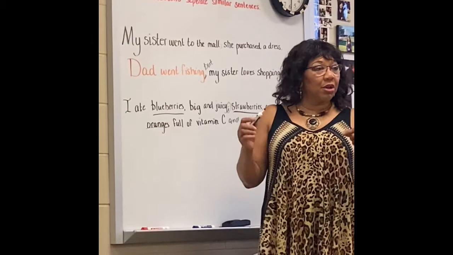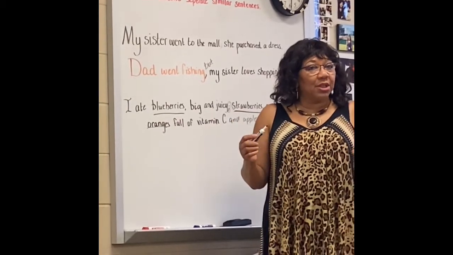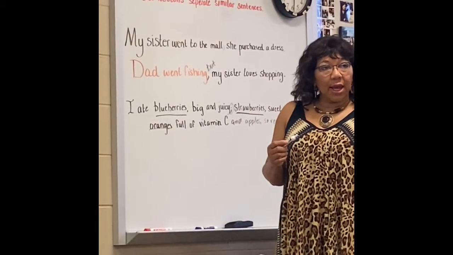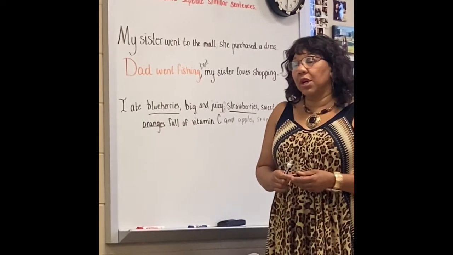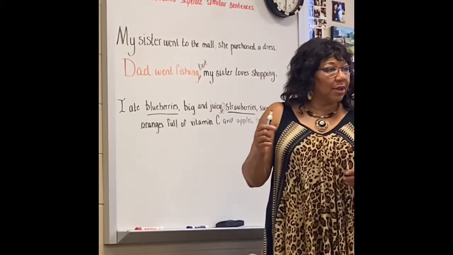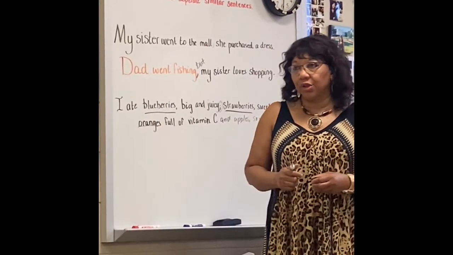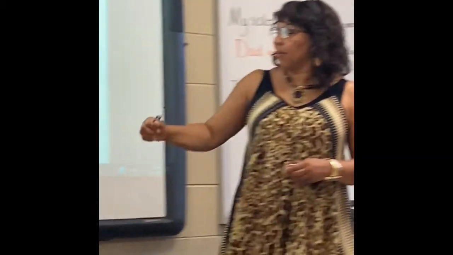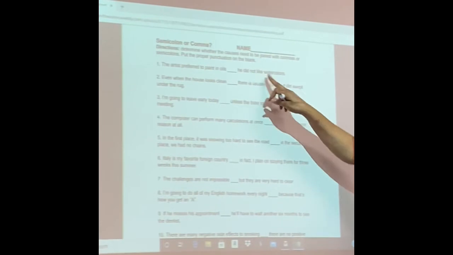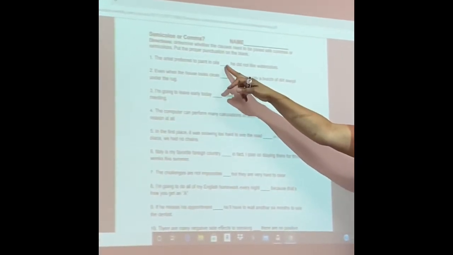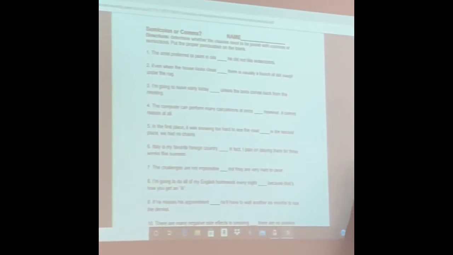You use it when you are separating similar sentences and you want to show that you're using a transitional word. So let's look at examples. The artist preferred to paint in oils. He did not like watercolors. Is it a comma here or a semicolon?